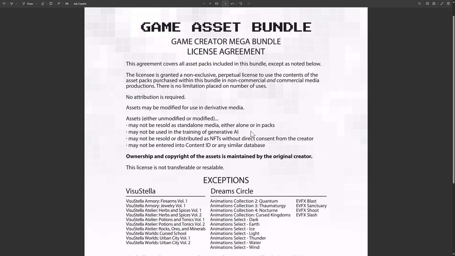In terms of assets, the majority of things are under these terms, which are very reasonable. Basically, you can use them however you wish. No attribution is required. You just cannot use them for training AI. They may not be sold as an asset; you have to use them in a derived work. Pretty standard for any kind of asset. You cannot sell them as NFTs without permission, and you cannot put them into a content ID type database.